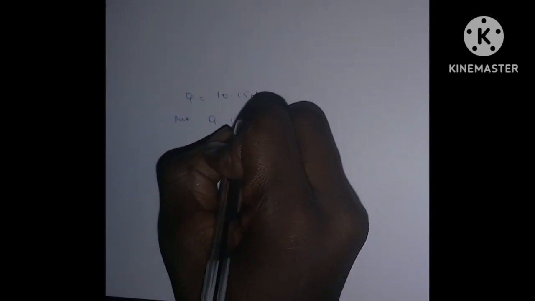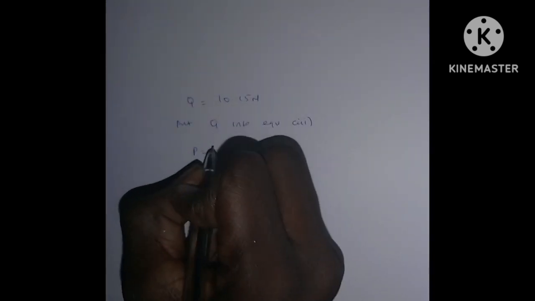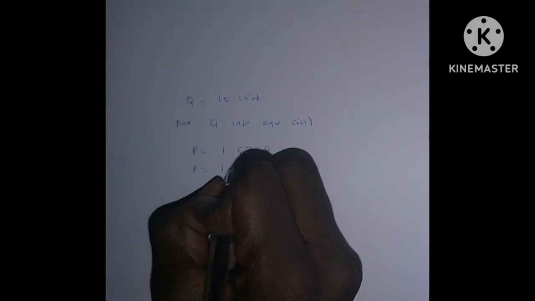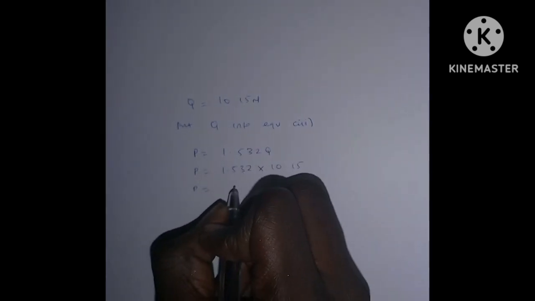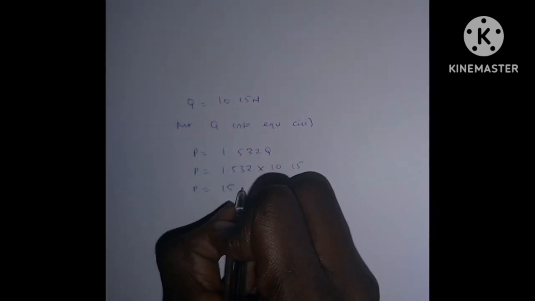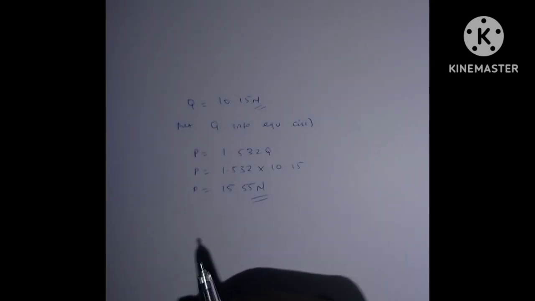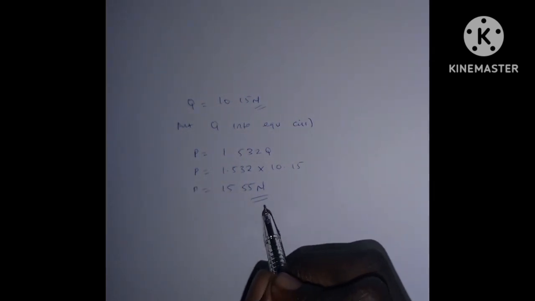Now I'll put Q into equation 3, so I'll get P. So equation 3 is P equals 1.532 Q. So putting Q, I have 1.532 times 10.15. So my P is now 15.55 Newton. So that's my two tension forces. So for Q and P, Q is 10.15 Newton and P is 15.55 Newton.